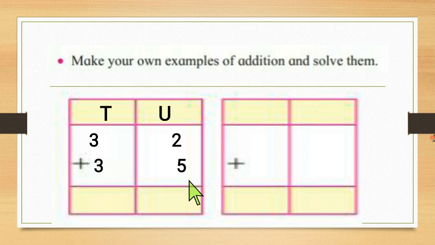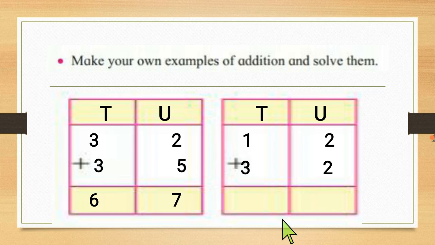So 2 plus 5, how much is it? 7. And 3 plus 3, 6. So the answer is 67. We make a next example. 12 plus 32. So we solve the unit side first. 2 plus 2, 4. And 1 plus 3 is also 4. So the answer is 44.